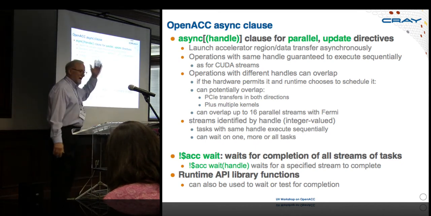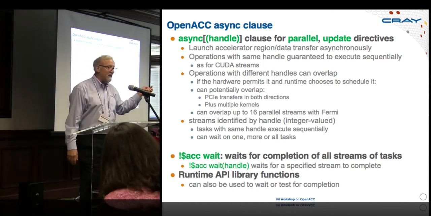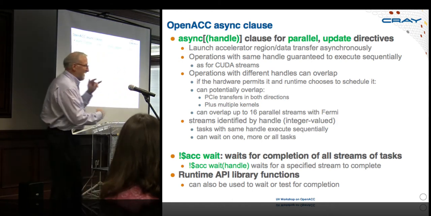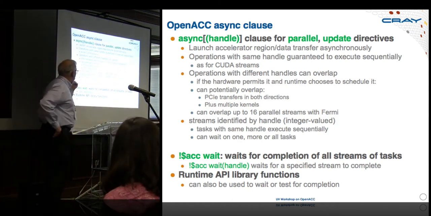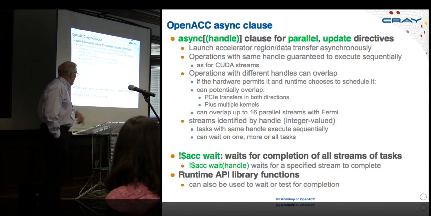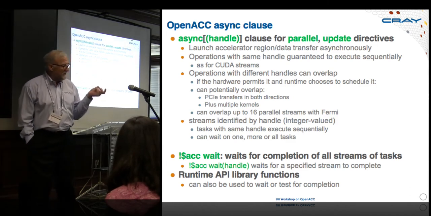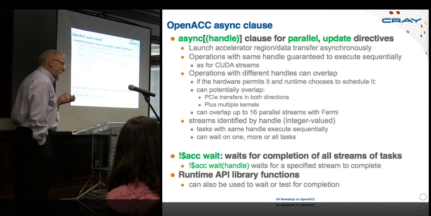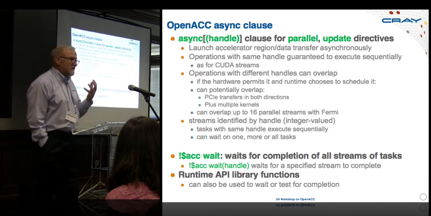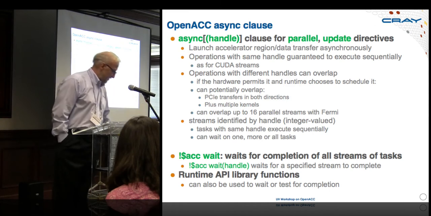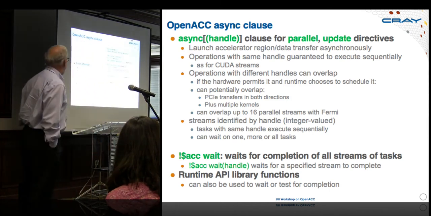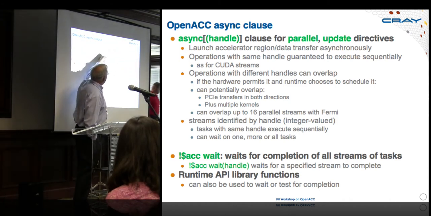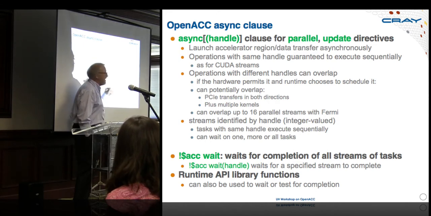Now, I actually had 30 streams in S3D, but all they do is a mod, so stream 17 waited for 1. And then you could wait for a specific stream or all the streams. So this really enabled you to get another level of parallelism. Now, Alistair has a simple example where basically he's doing an async on this J loop.